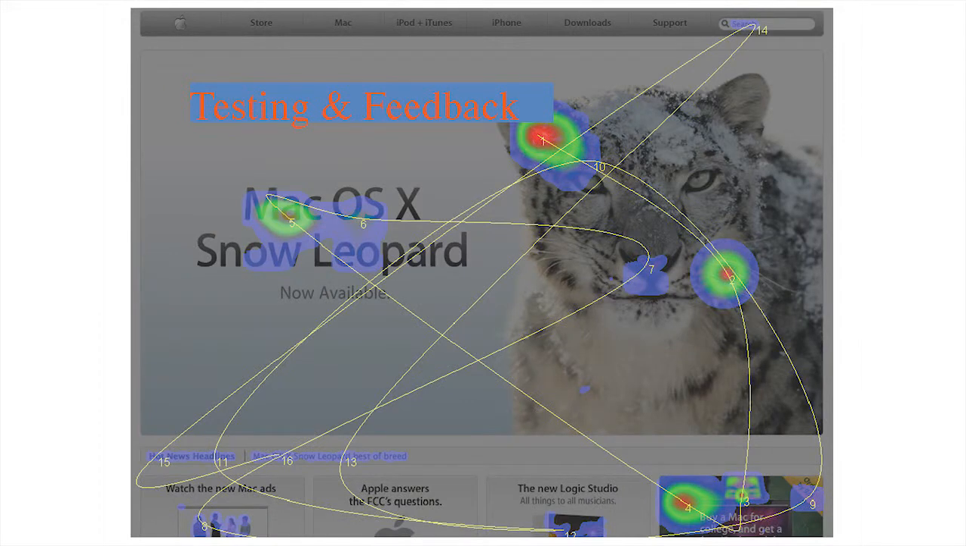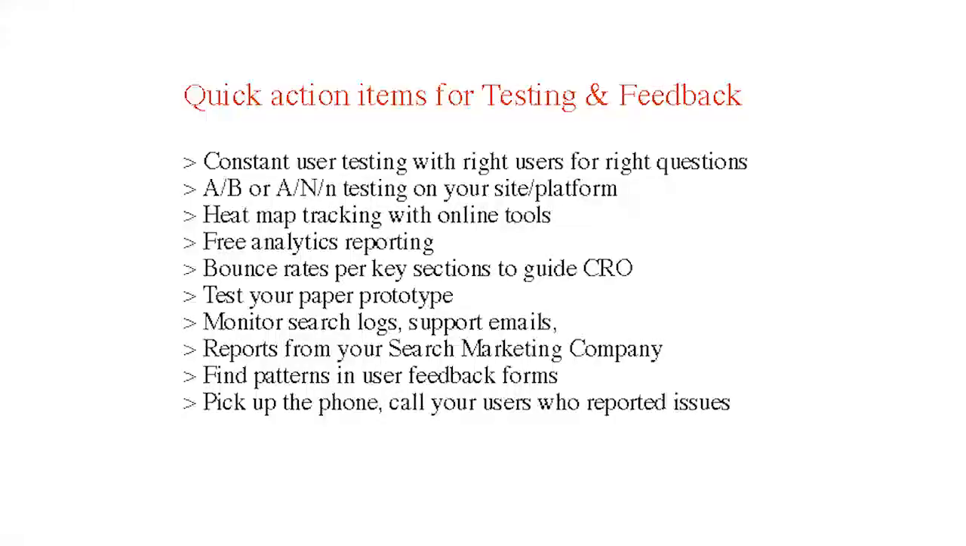So, testing and feedback. This is the last part of the puzzle, really. Some quick action items for testing and feedback would be constant user testing with the right users for the right questions. What do I mean by that? Once you've determined your personas, you have to make sure all your questions are crafted for that scenario that your persona is actually going to be performing.